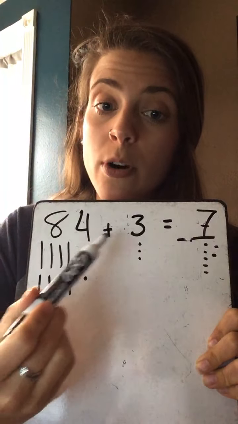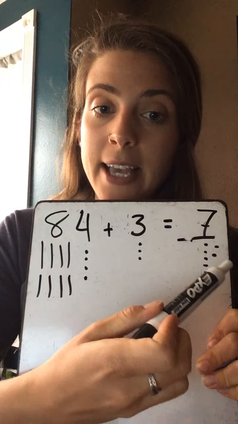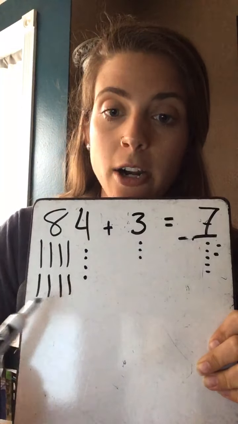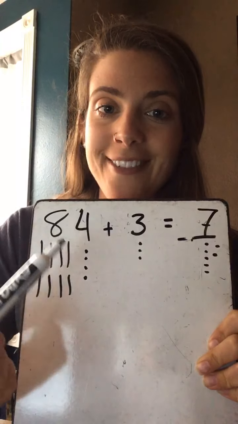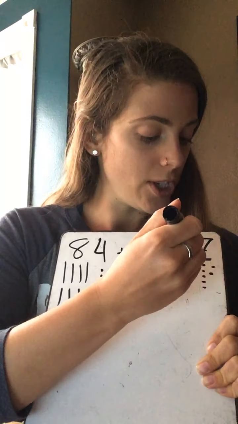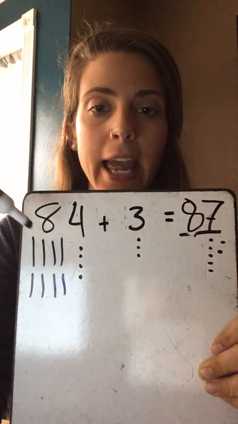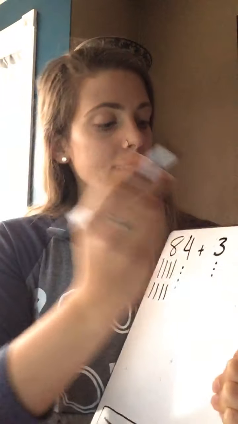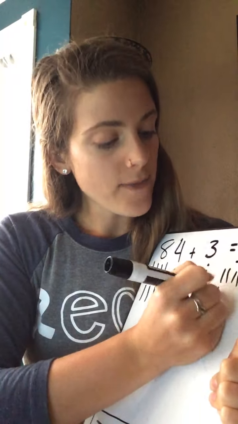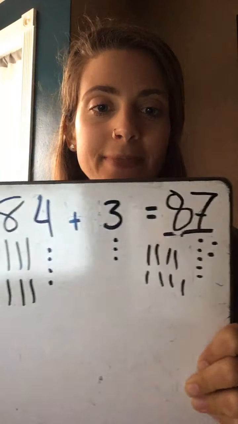So we're keeping our ones the same. 4 and 3 is 7. And we're adding our tens. How many tens do we have? 8 tens, which gives us 80. So now we have 87. 84 plus 3 is 87. 1, 2, 3, 4, 5, 6, 7, 8 tens gives us 87.